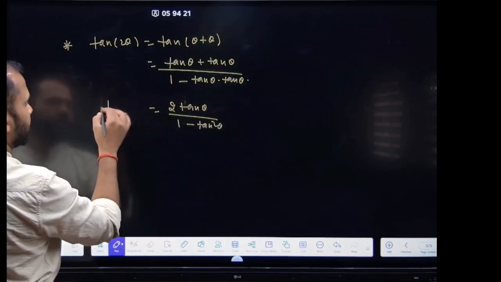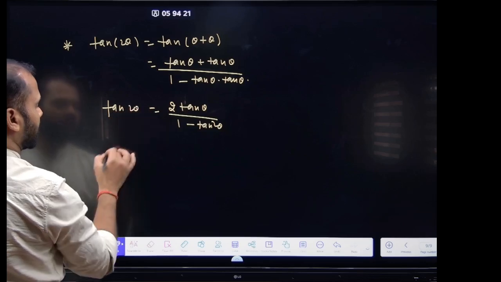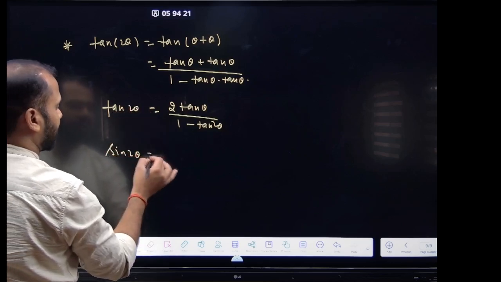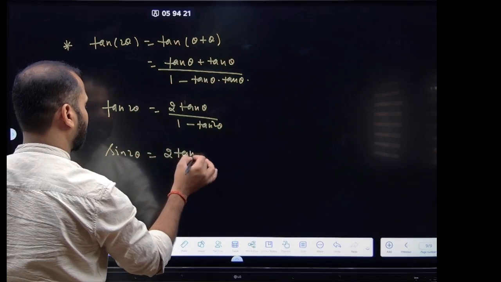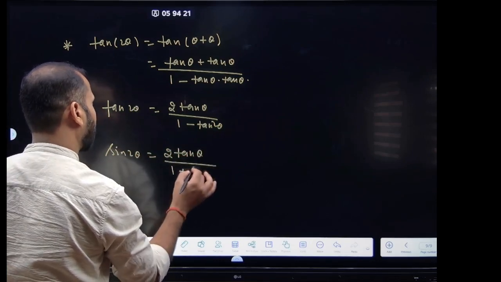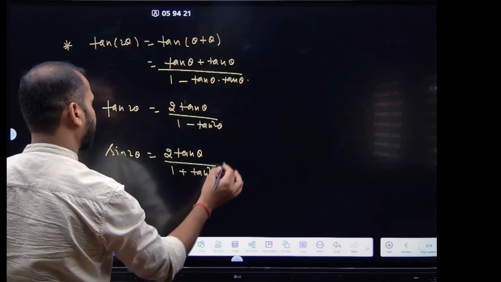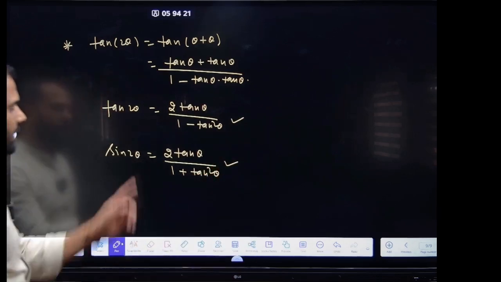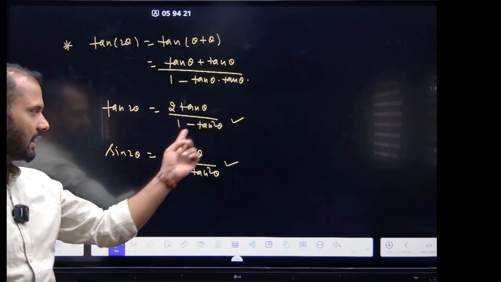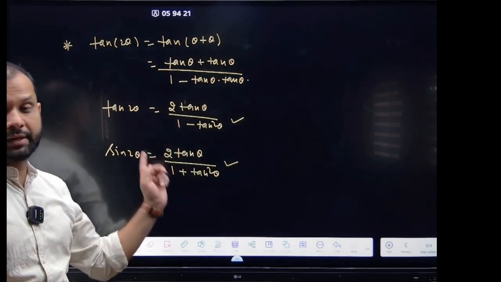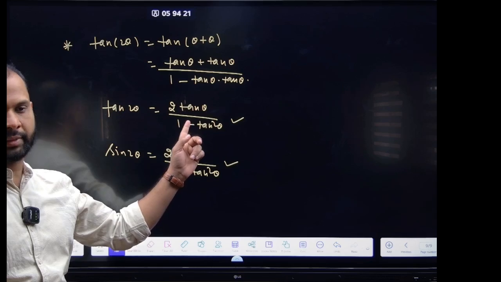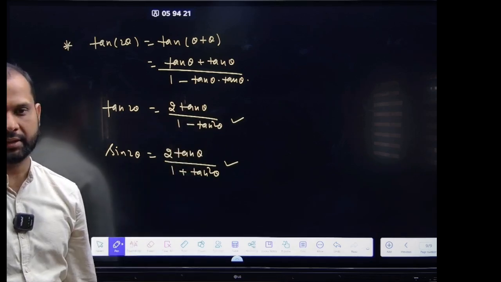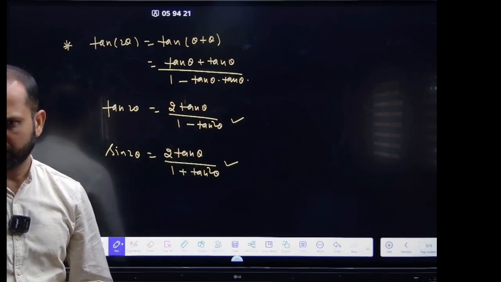Do not get confused with sin 2 theta. What was the sin 2 theta? Sin 2 theta was 2 tan theta divided by 1 plus tan square theta. Correct? For sin 2 theta, plus will be in the denominator, and for tan 2 theta, minus will be there in the denominator. I hope you are getting it.